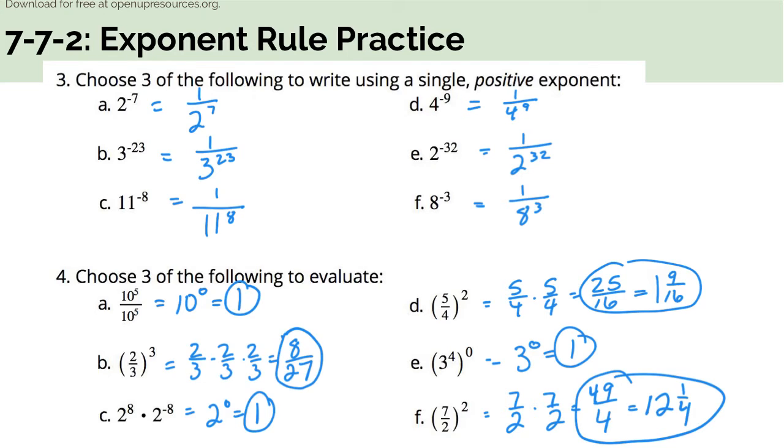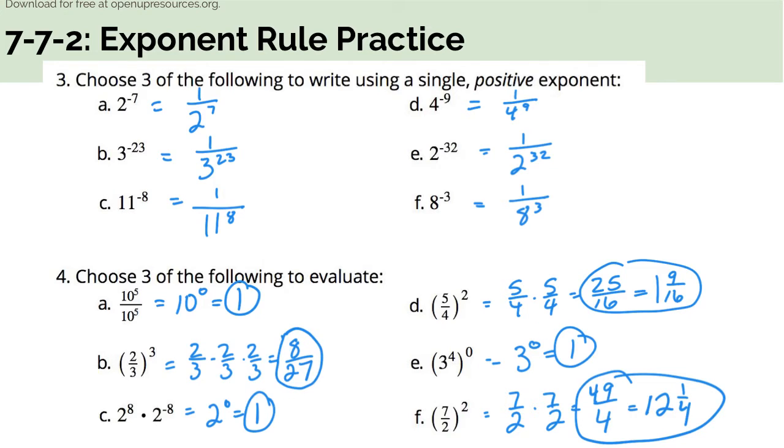And in number 4, you chose 3 of them. Here's the answers to all of them, so no matter what you chose. Here, we were trying to review this idea of a 0 power. Anything to the 0 power is going to be 1. Also, what happens if you have fractions? Well, it's going to be the same thing. You just write it out, 2/3 times 2/3 times 2/3, multiply across the top, 2 times 2 times 2 is 8, multiply across the bottom, 3 times 3 times 3 is 27, and there's your answer.